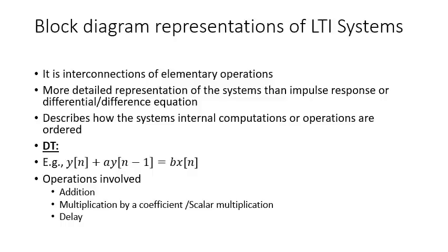For example, we have a discrete time system represented by the equation y of n plus a y of n minus 1 equals b x of n. If we look at this equation, the operations involved are addition, multiplication by a coefficient or scalar, that is, we have b and a. So these are the scalar multiplications, or we can also call them multiplication by a coefficient, and there is also delay involved in this equation.